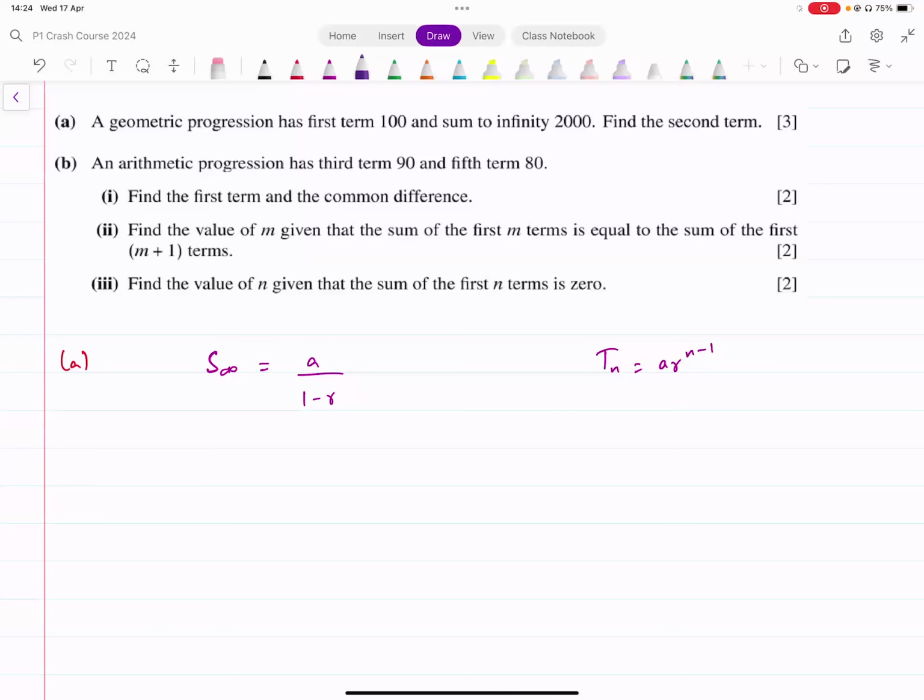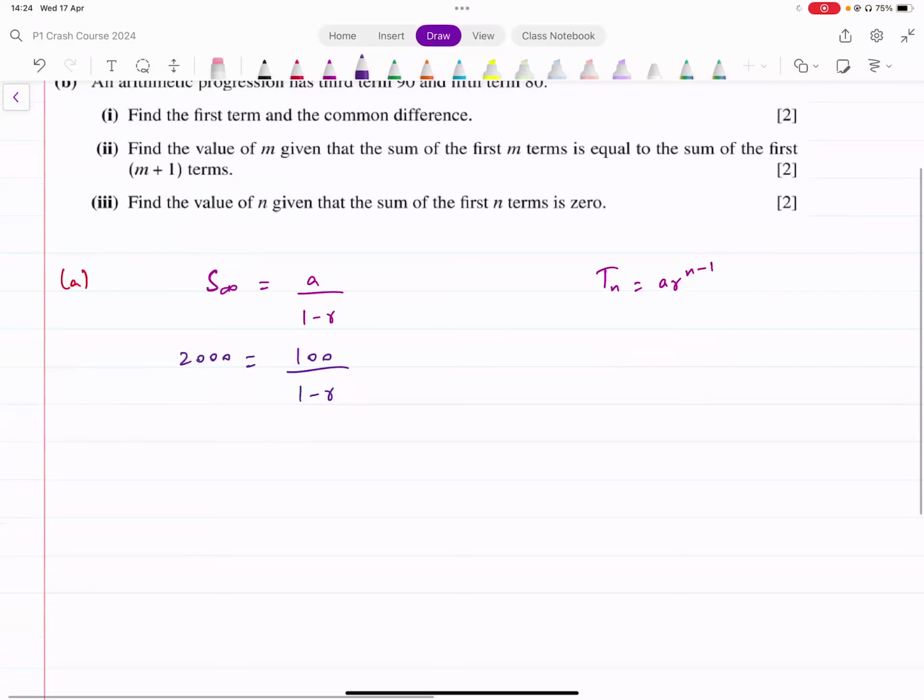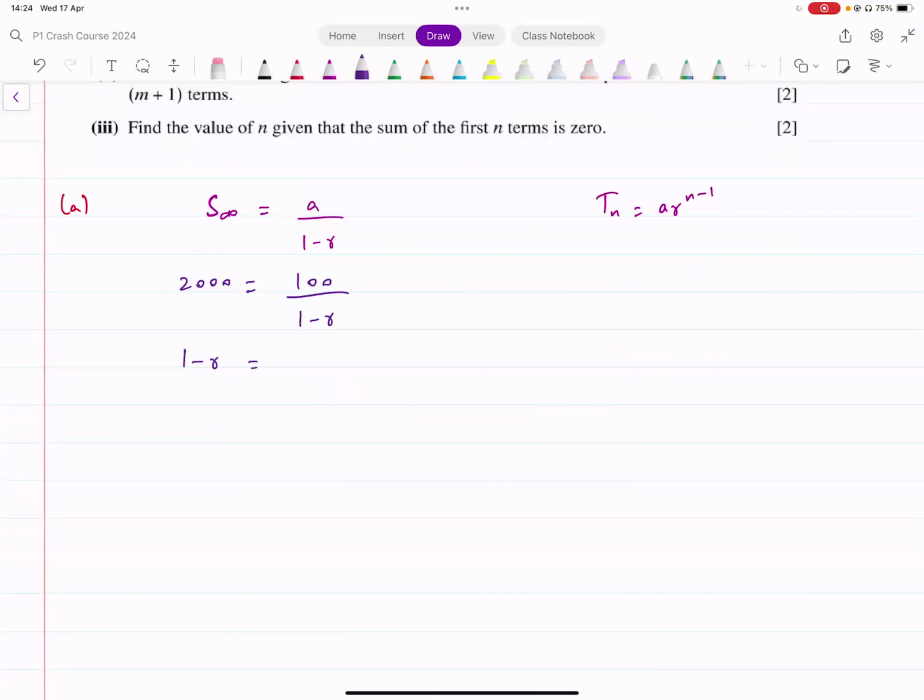So you can say the sum to infinity is 2000 for that value here. First term is 100, and you have 1 minus r in the denominator. You can cross multiply, 1 minus r can come here. 2000 can go here, and it becomes 100 over 2000. And then 1 minus r equals 100 over 2000. What would that be? That's 0.05. And then r equals 1 minus 0.05, which is 0.95. That's what the ratio turns out to be.